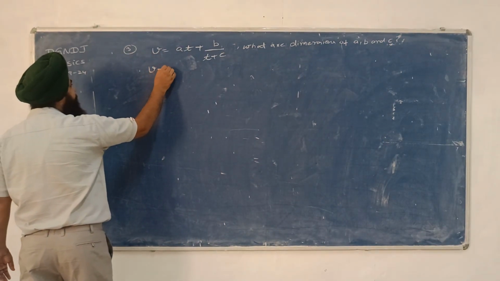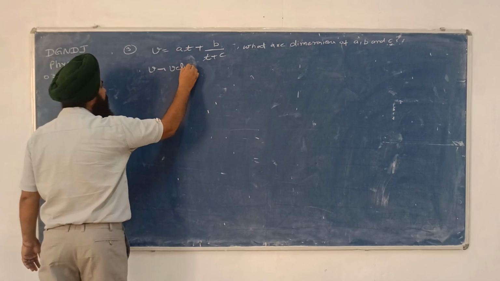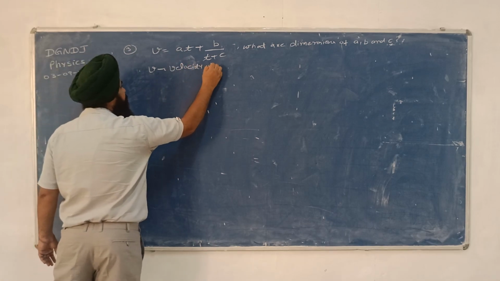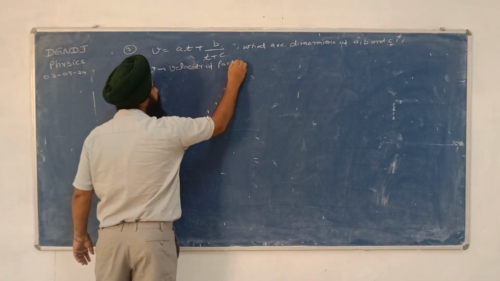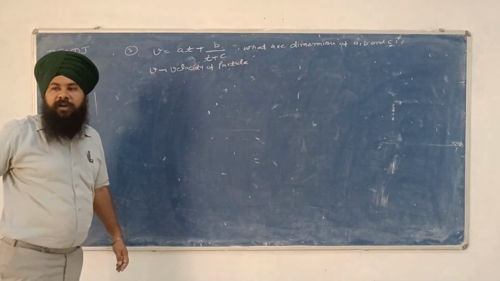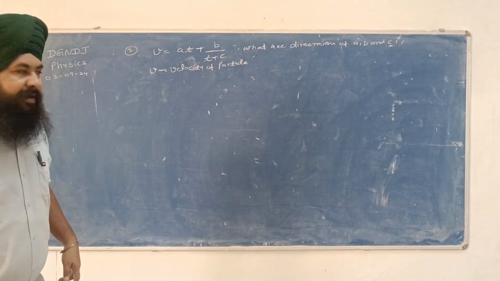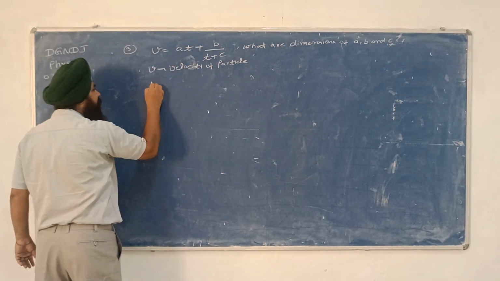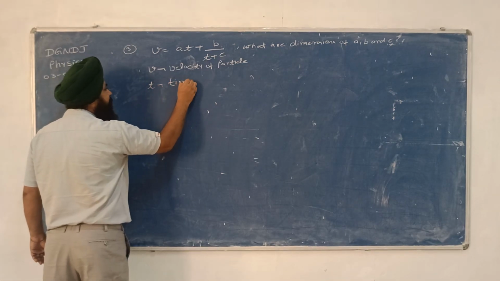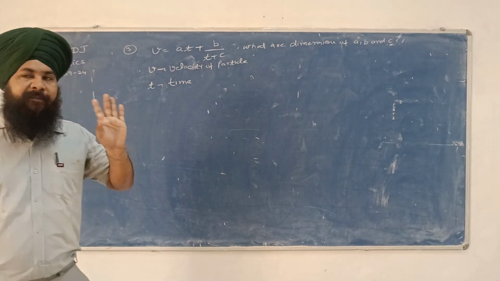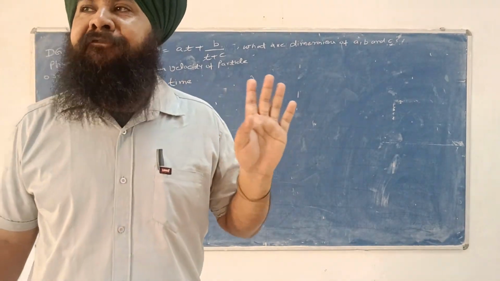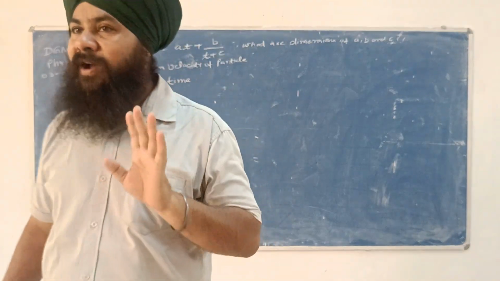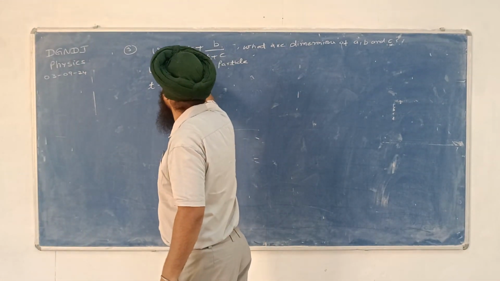भाई सिंपल बात है, ये B क्या है? This B is called a velocity of particle, and this T is called a time. It means this is given. ये हमें given है. B is given, T is given. So I have to calculate A.